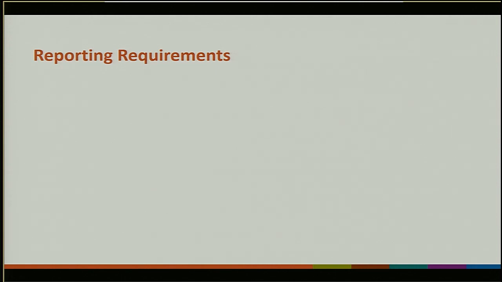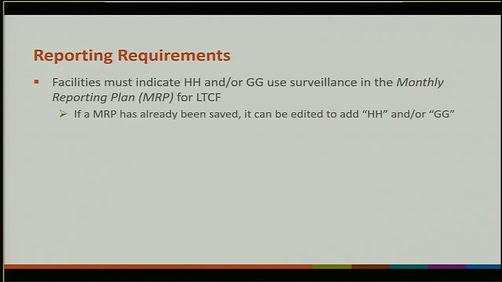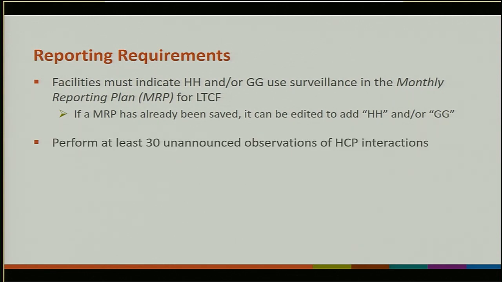So now we're going to move into the reporting requirements. Facilities must indicate if they're going to do hand hygiene and/or gown and glove use surveillance in their monthly reporting plans for long-term care. The prior presenter, Angela, has already done a deep dive into your monthly reporting plan, so you should have enough information about your monthly reporting plans. But if you do have a monthly reporting plan already saved, you can edit your MRP, which is monthly reporting plan, and add hand hygiene and/or gown and glove usage.